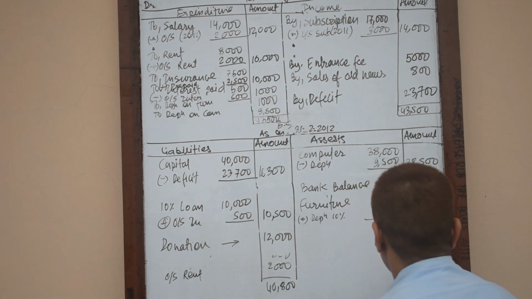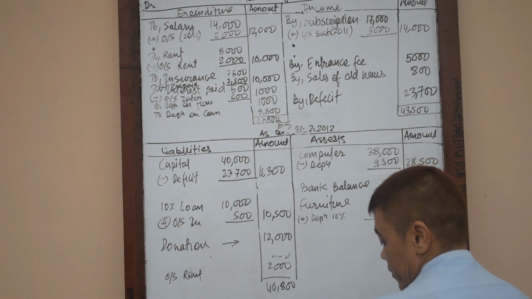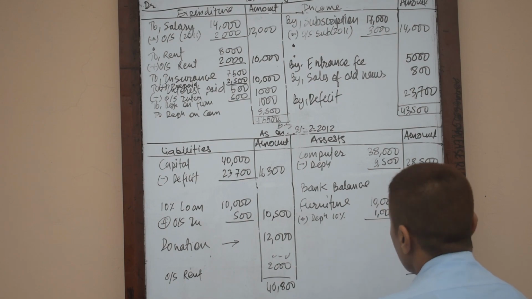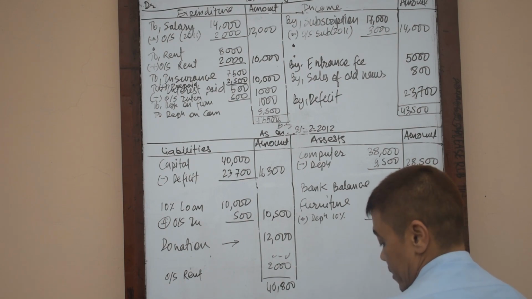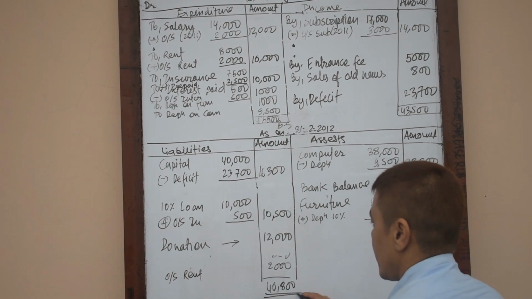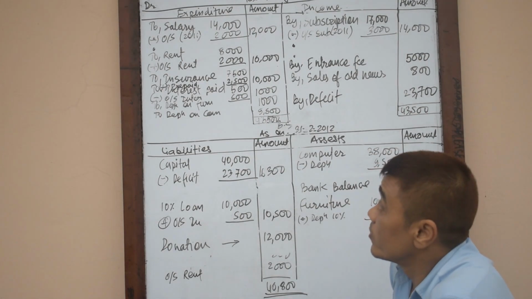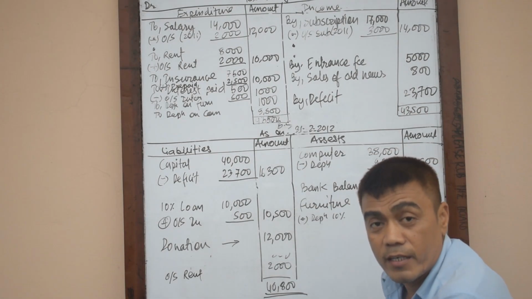40,800. And here we'll write how much it will come. 28,500 plus 3,300 plus 9,000. Now 40,800. That means our assets are equal to liabilities. That means our solution is, from the accounting point of view, you can see that our solution is okay.